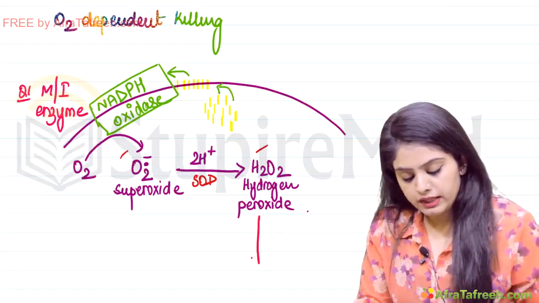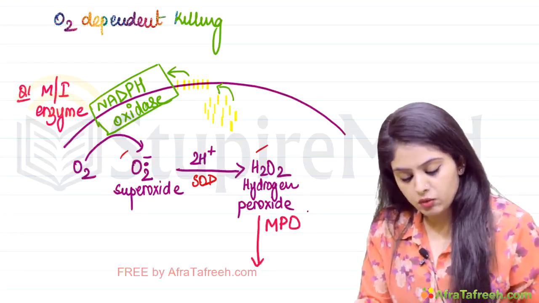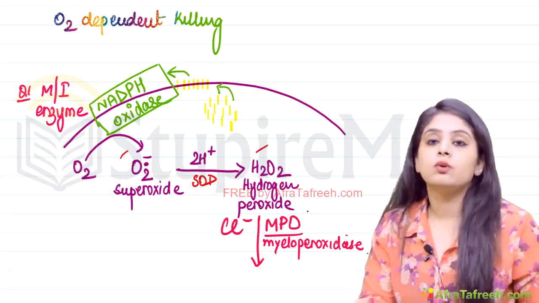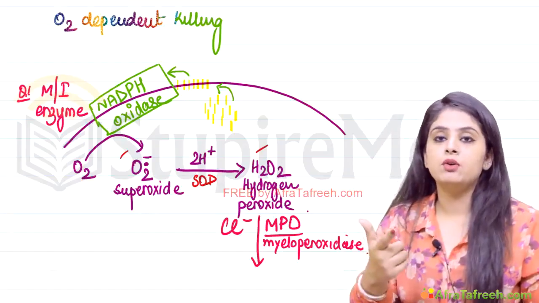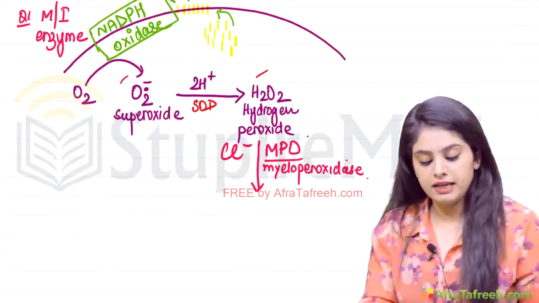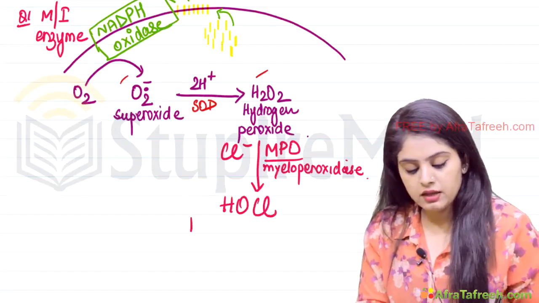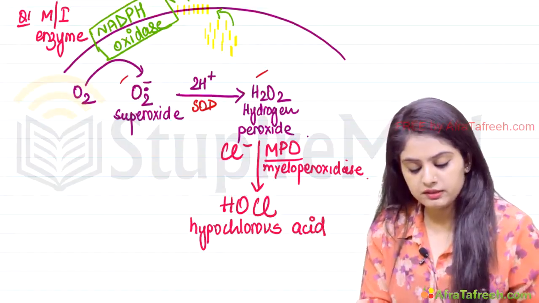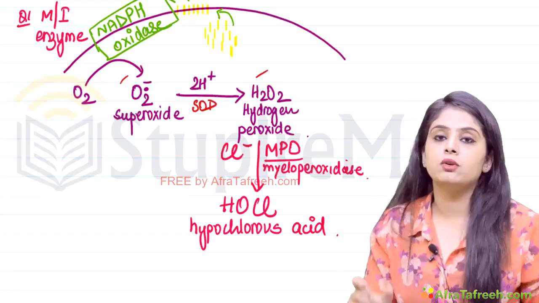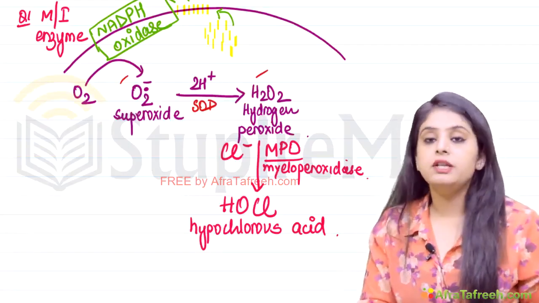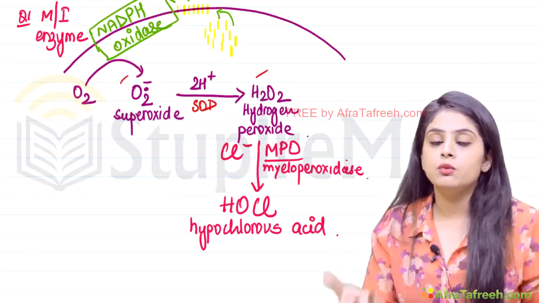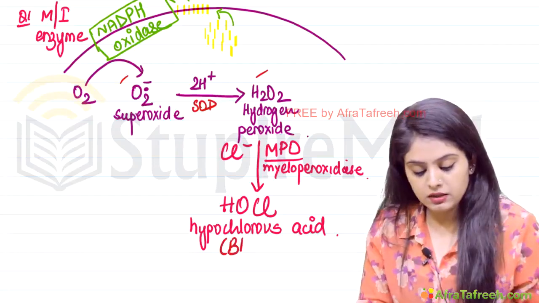From this H2O2, in the presence of an enzyme called MPO, that is myeloperoxidase, as well as chloride. So H2O2, MPO, chloride. These three will combine and form something known as hypochlorous acid. Hypochlorous acid. HOCl, hypochlorous acid. Now students, what you need to recall from the days when you studied chemistry, HOCl was the chemical formula of what? It was actually bleaching powder.